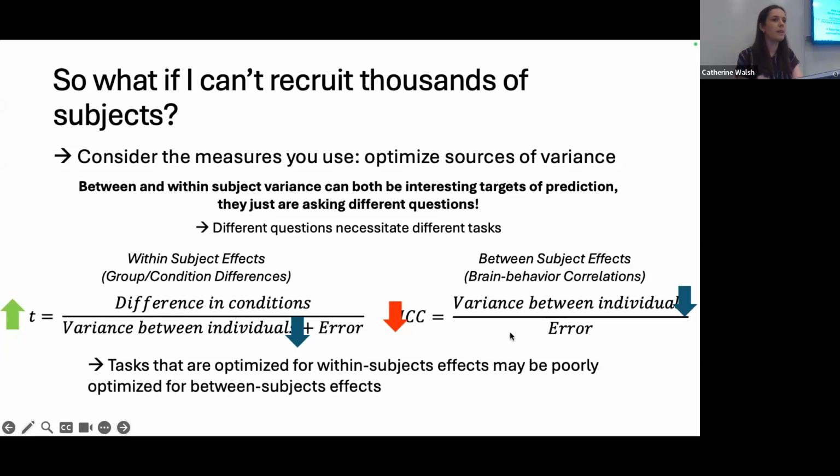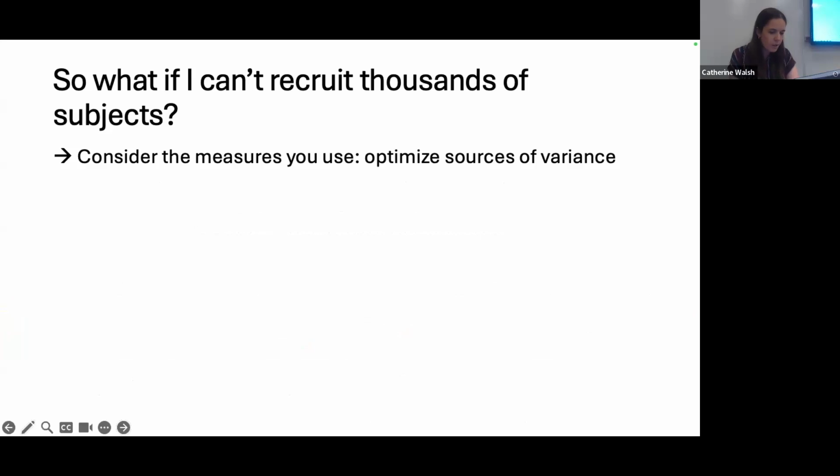So thinking about it, if I know that the Stroop effect is really, really strong and I see it in everybody, that might not be the best type of task to use for these between subject correlation, these brain behavior designs. And I've got a citation here. This will be online if you are curious about the math and want to see a little bit more of the stats behind that.